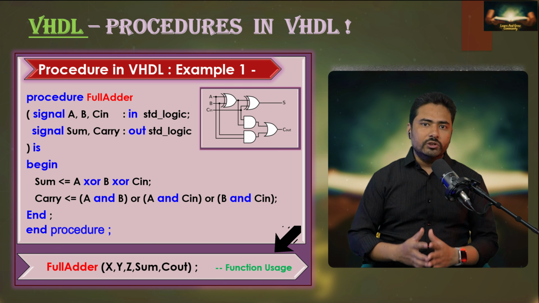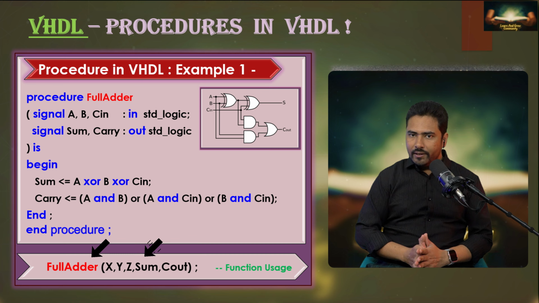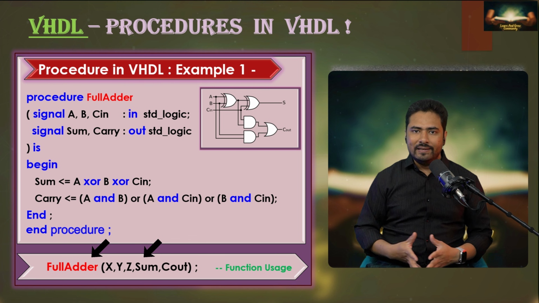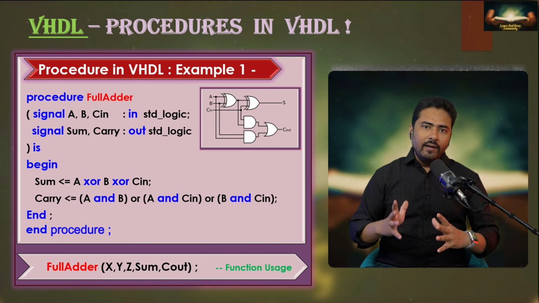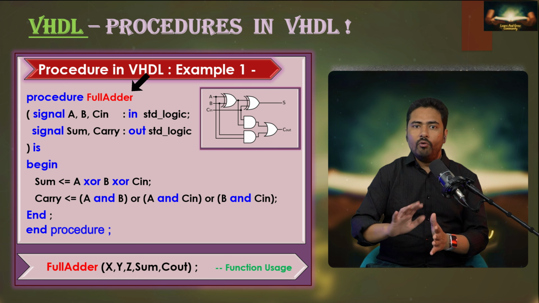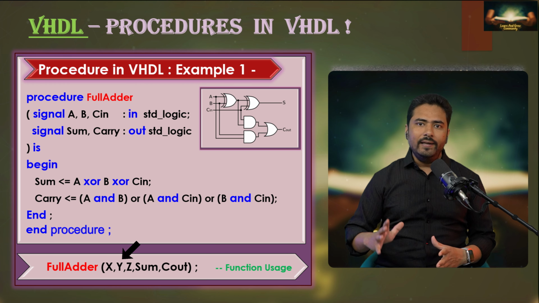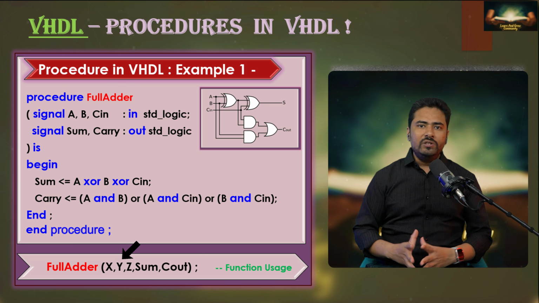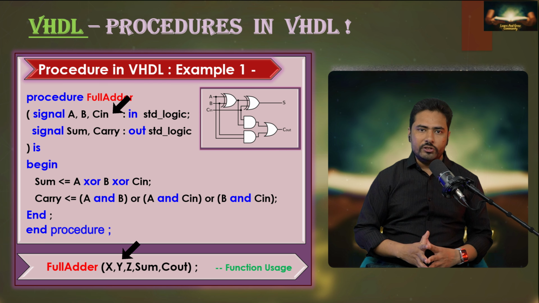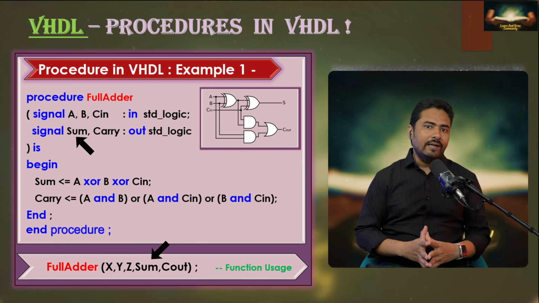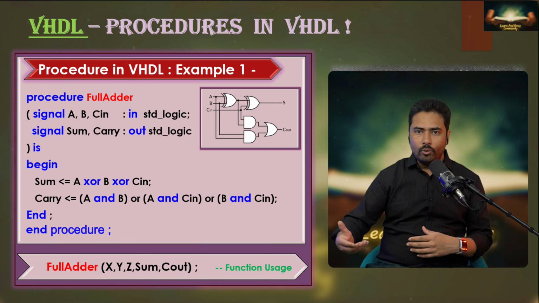Now, to call this procedure in our VHDL code, we use the procedure name and provide the input and output parameters inside the parentheses. If you look at the code in the bottom section of this slide, here we are using the procedure for our adding functionality. In this example, signals X, Y, and Z are the input signals, which correspond to the parameters A, B, and C in our procedure. The sum result is assigned to the signal sum, and the carry output is assigned to the signal Cout.